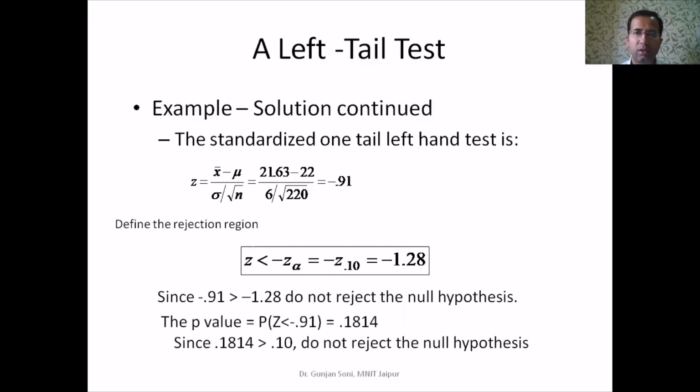In this, you can see that minus 0.91 is the Z calculated value, and to the left of it is, because Z is less than. So to the left of it, corresponding to alpha equal to 10% to the left, it's coming out to be minus 1.28. So minus 0.91 lies in the acceptance region. I would advise you to find out the p-value for the same and see what your conclusion is.